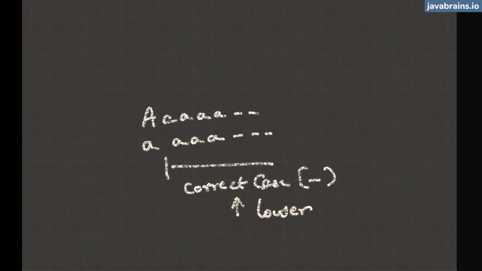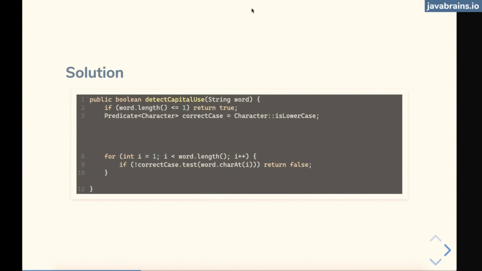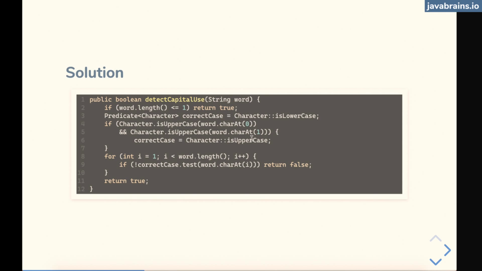But now this leaves the case where you have all capitals. In this case, this will not work. I cannot check for this. This is a special case where if the first two are caps, then the check that I need to do from here on is upper, not lower. So for that, what do I do? I basically add that check over here. If the first character is uppercase and the second character is uppercase, now the correct case is not lowercase anymore. It happens to be uppercase.